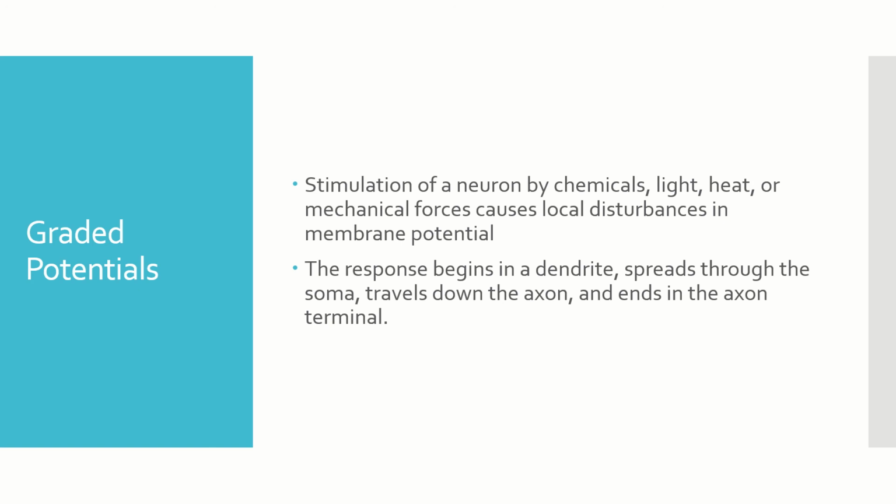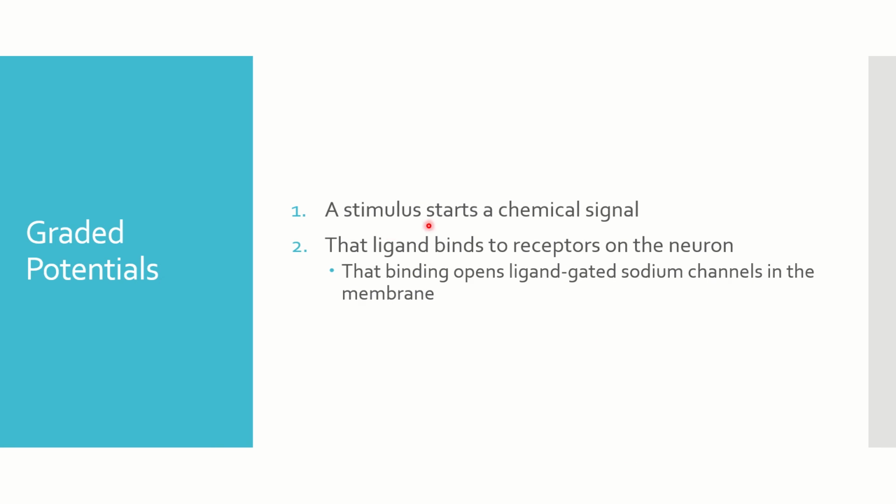The response here begins in a dendrite, all right, because we're receiving signals in the dendrites, and they're going to spread through the soma, travel down the axon, and then eventually end in the axon terminal. But we start with a graded potential, all right? A stimulus is going to start a chemical signal. Maybe you have smelled something, right? A chemical is going to bind to a neuron whose soma is located in your nose. And that ligand, that chemical, is going to bind to the receptors on the neuron that are going to open ligand-gated sodium channels in the membrane.